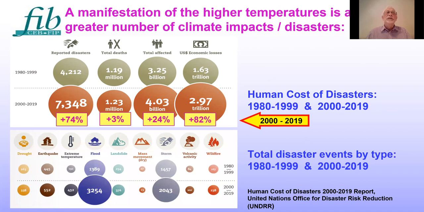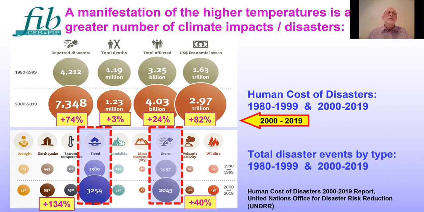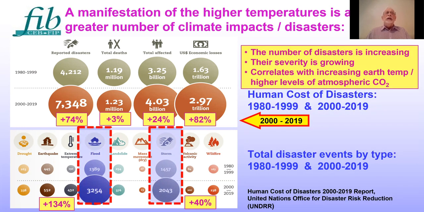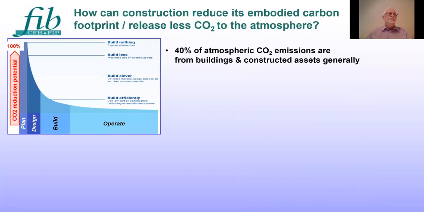It's also informative to look at the total disaster events by type over these 2 study periods. And you can see a dramatic increase in the number of flood incidents, up by 134%, and the total number of storms, up by 40% over that timescale. And what is clear from these data is that the number of disasters is increasing, their severity is growing in intensity, and this correlates with an increasing Earth temperature and higher levels of CO2 in the atmosphere.